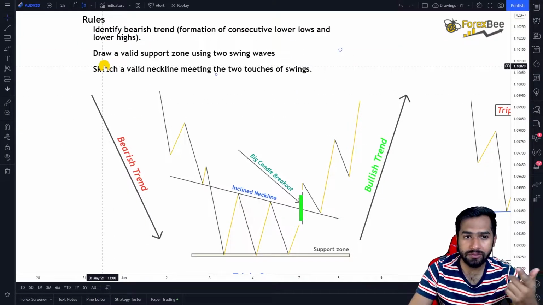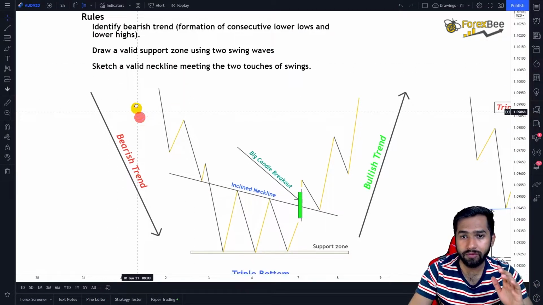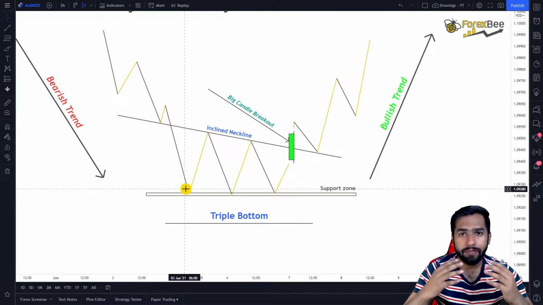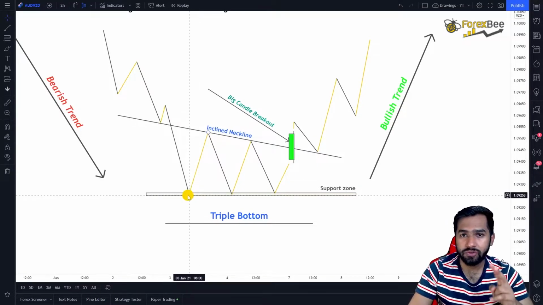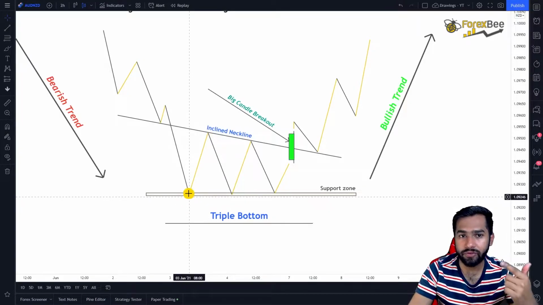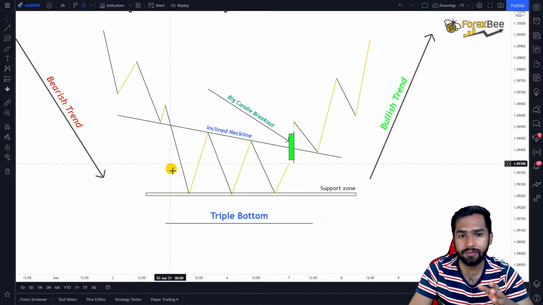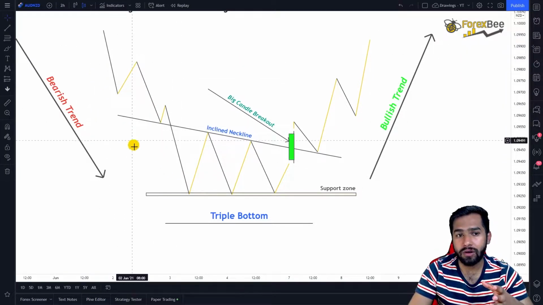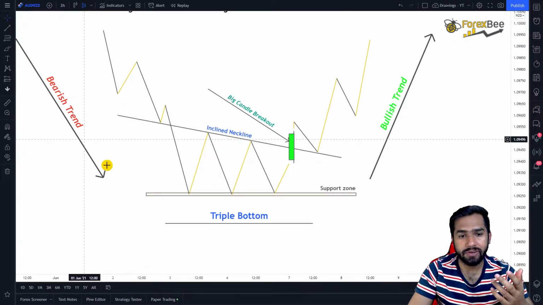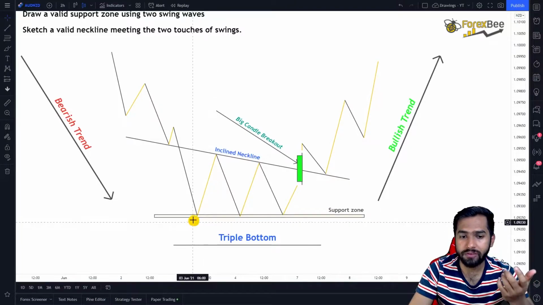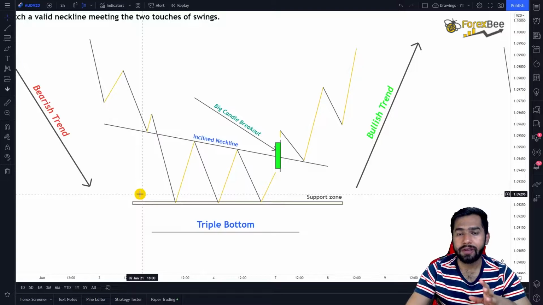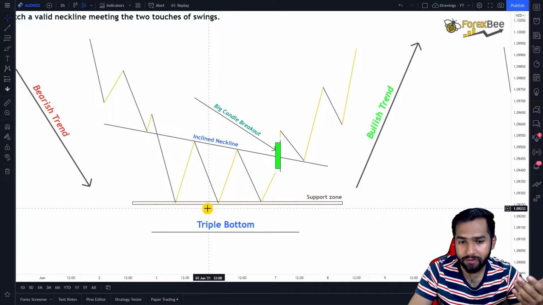The second rule is draw a valid support using two swing waves. Here you can see that in order for us to identify this pattern, there should be two swing waves at the support level where the price bounces back. Here you can see the price is coming down and forming these lower highs and lower lows. So this means the market is in bearish trend, and here you can see the formation of this support zone with this first swing and then this second swing. This is a valid support zone because price is bouncing back from this level.